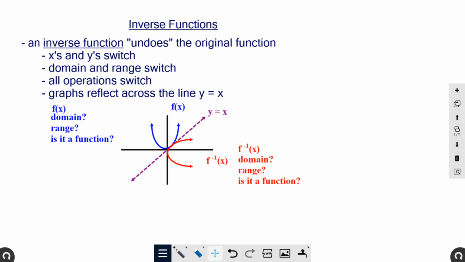The x's and y's switch, and if you switch the x's and y's, you end up switching the domain and the range, because remember, domain is all about x and range is all about y. All the operations switch. So addition would go to subtraction, and multiplication to division. Very good. And if you look at the graph, it gets reflected along the line y equals x.